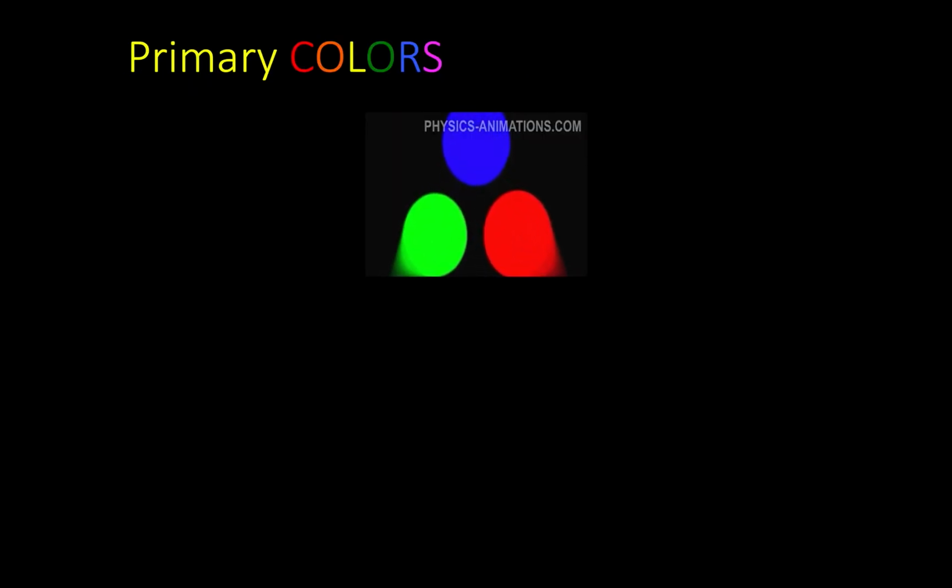Okay, so the key here is that we have three primary colors of light: red, blue, and green. And when they're mixed together, you can see from the color wheel where the green and the blue mix, they make cyan. Where the red and the blue mix, it makes magenta. Where red and green mix, it makes yellow. And where all three colors mix, it makes white.